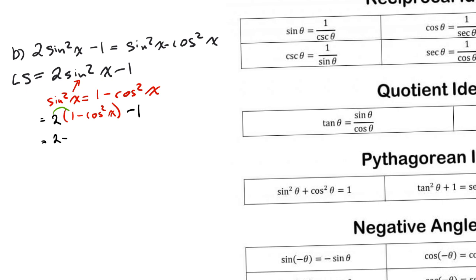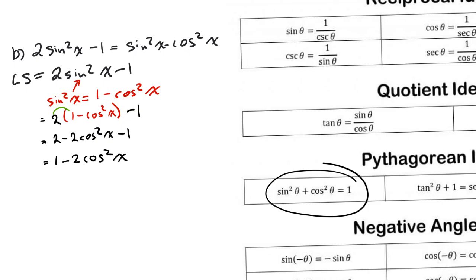2 minus 2 cos squared x minus 1, right? Which is just the following, isn't it? 1 minus 2 cos squared x, yes? But we know this is true, yeah? 1 is equal to cos squared x plus sine squared x. So 1 turns into the following: cos squared x plus sine squared x. And that's literally all of this.